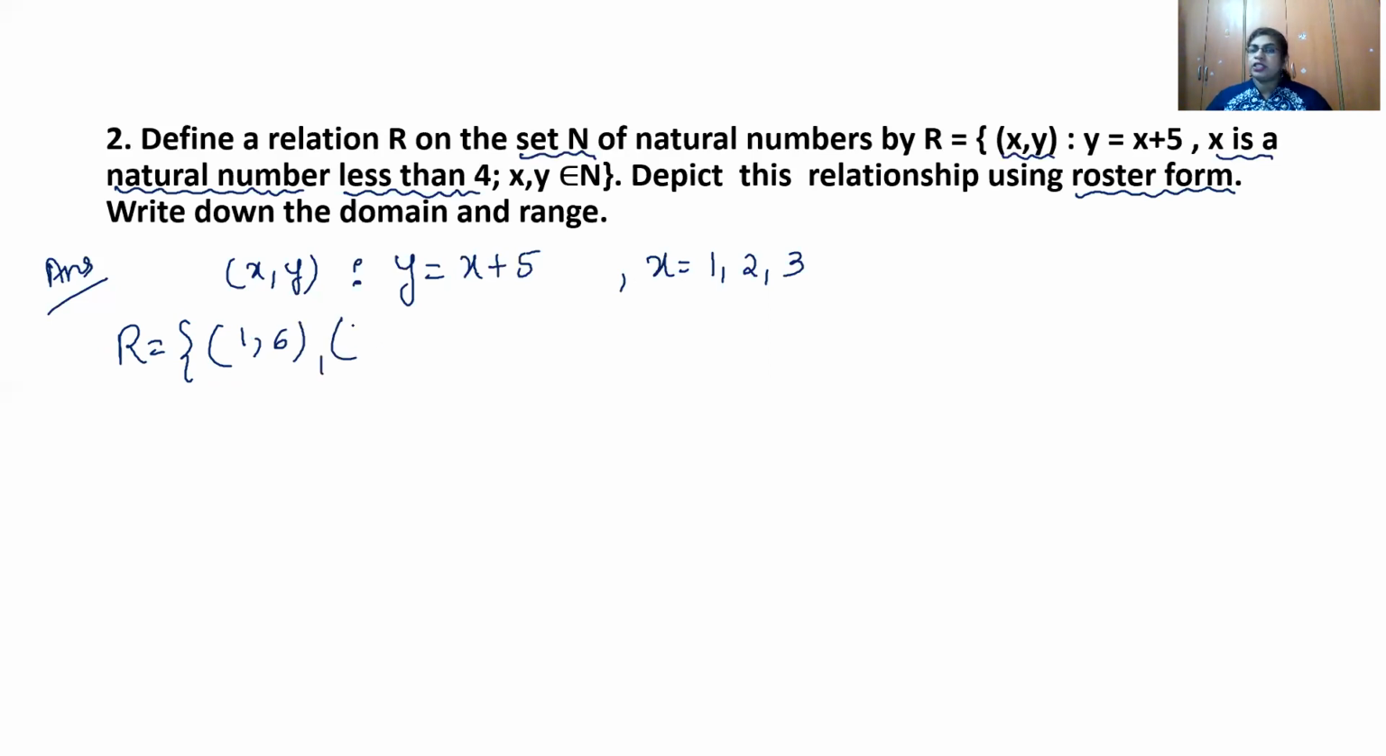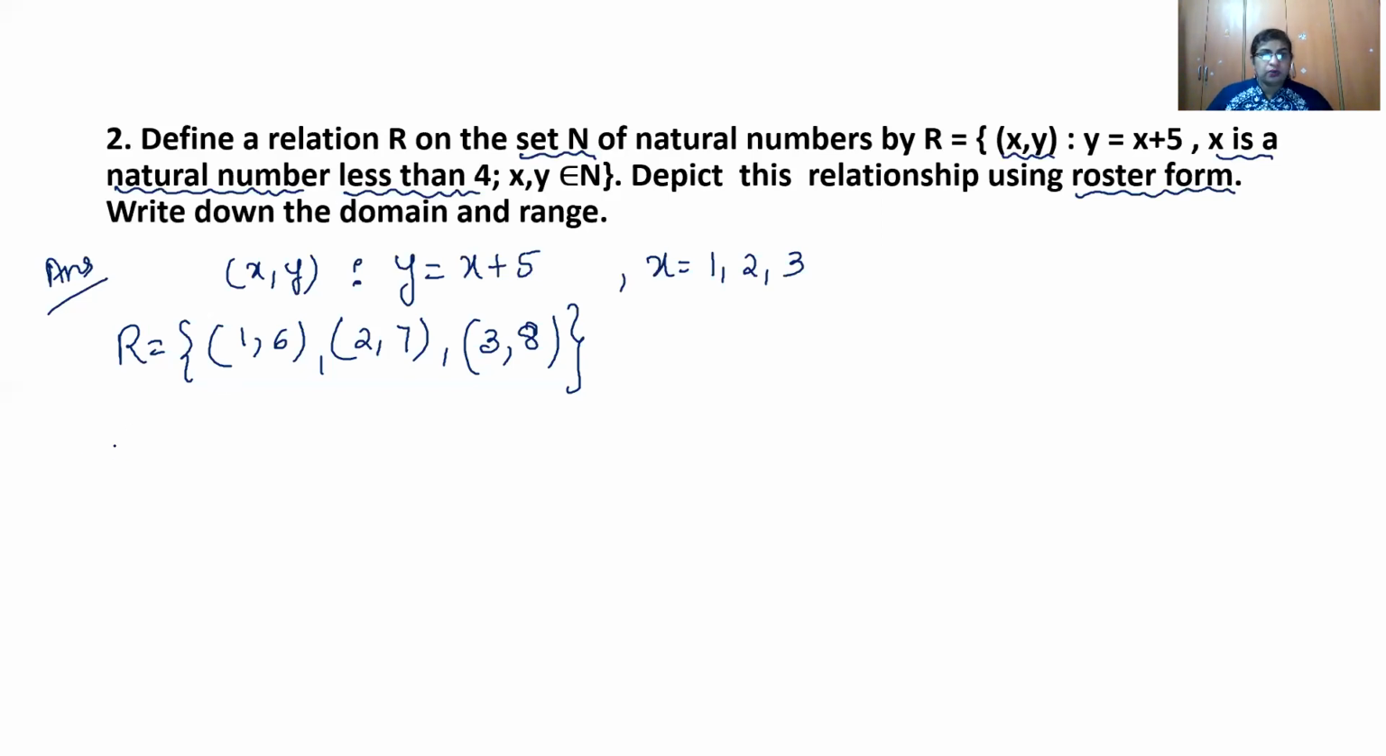Next, take x as 2. So 2 comma 7, this is the second ordered pair. Next, take x as 3. 3 plus 5 is how much? 8. So 3 comma 8 is your third ordered pair. Only this much. Okay. I hope this idea is clear. Be careful with less than 4. Don't include 4. If it was less than or equal to 4, then 4 would have been included. So now this is my relation R.